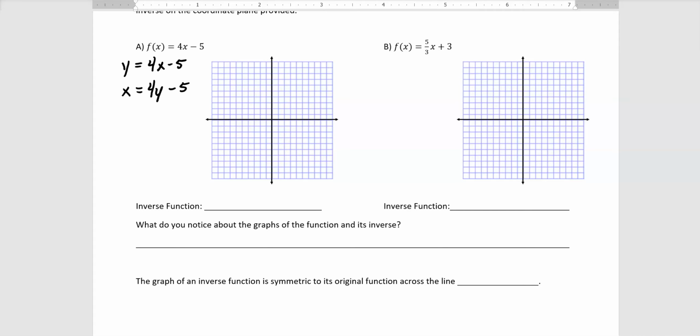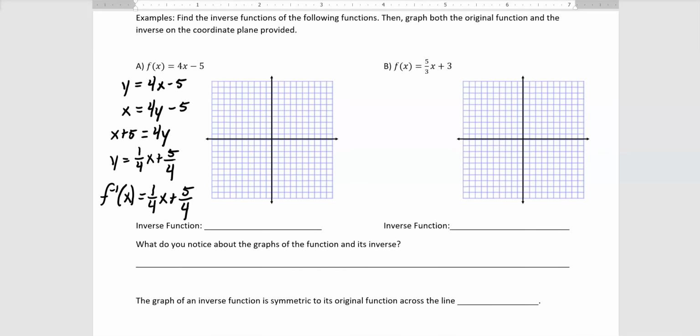Now solve for y. So I'm going to add 5. So I'll have x plus 5 equals 4y. Divide by 4. So I'd have y equals 1/4 x plus 5/4. And my final, rewrite it as the inverse of f of x, so f inverse of x equals 1/4 x plus 5/4.